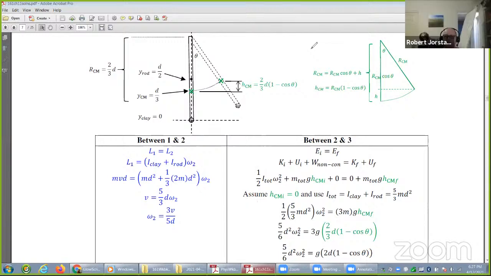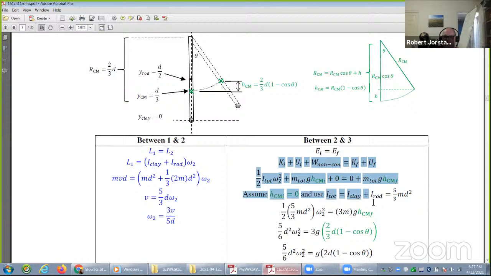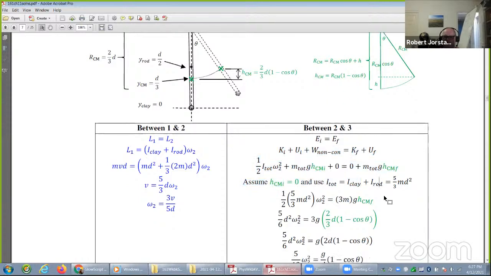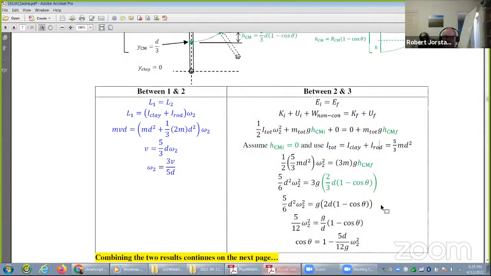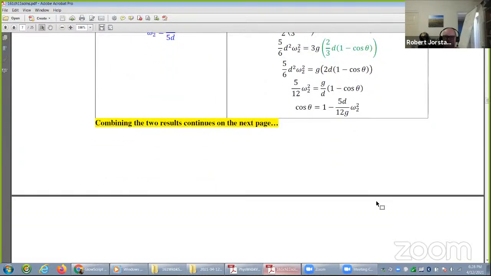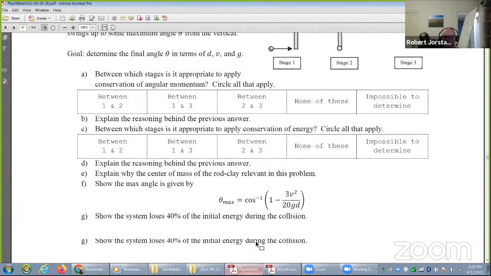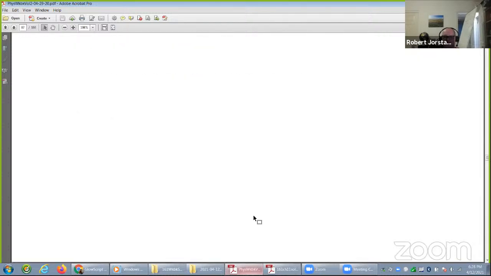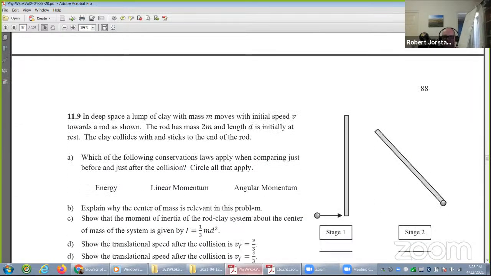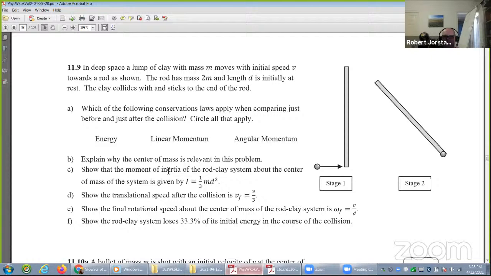Okay, and so then look at this energy problem. Combining the two results on the next page, there you go. Not too bad. It gets faster if you do the practice. I'm going to show you another one. Let's look at this one.